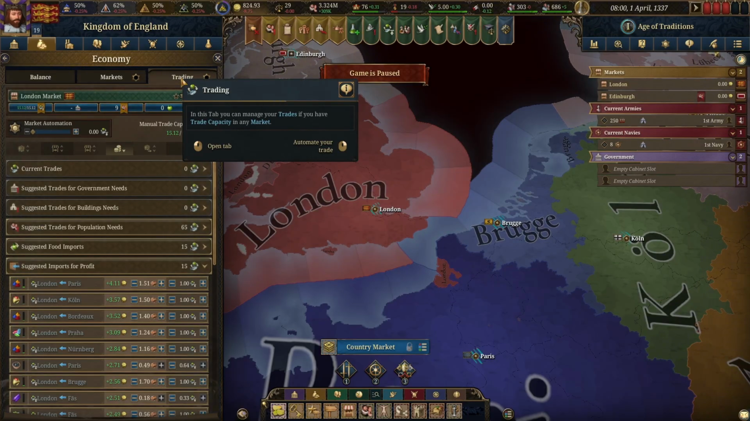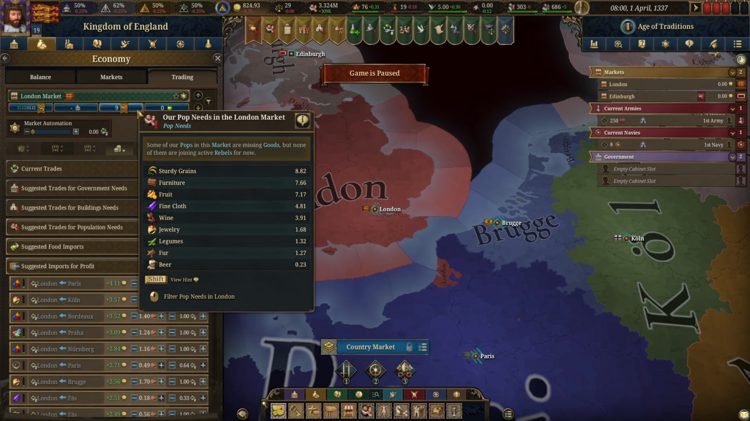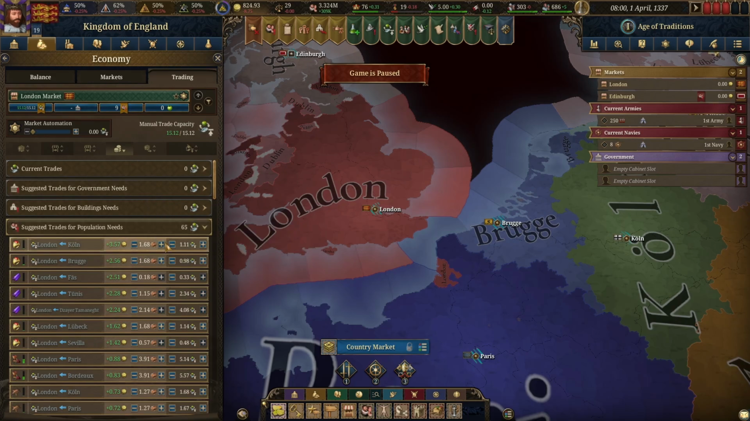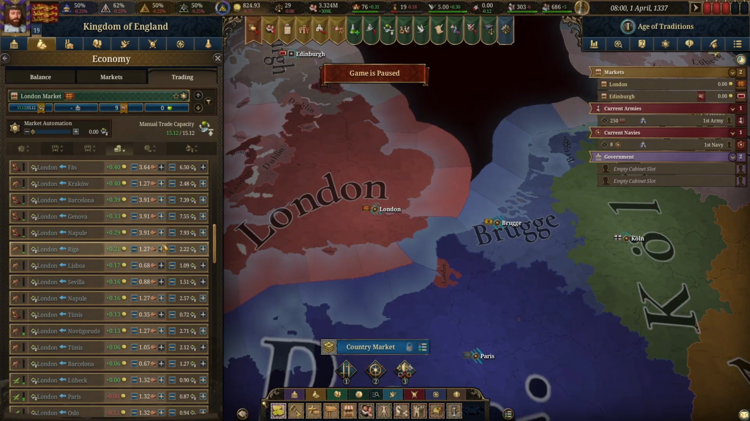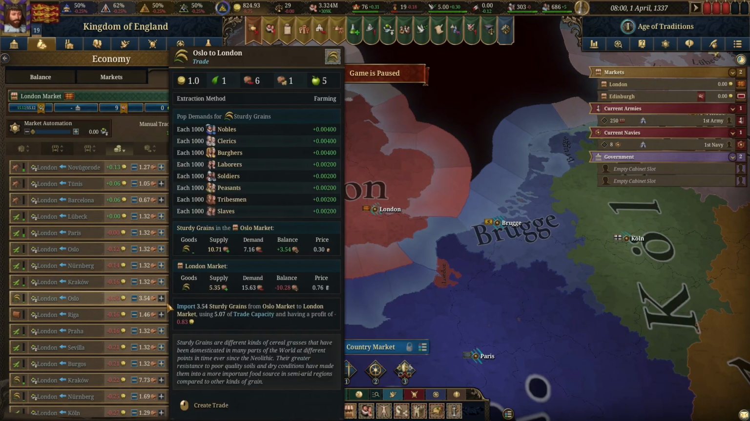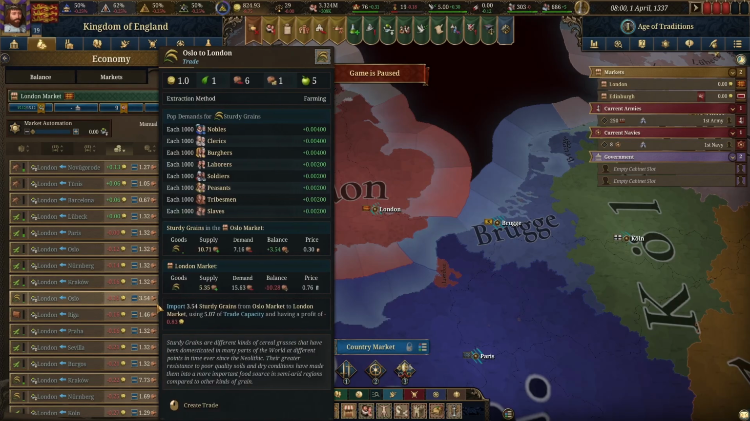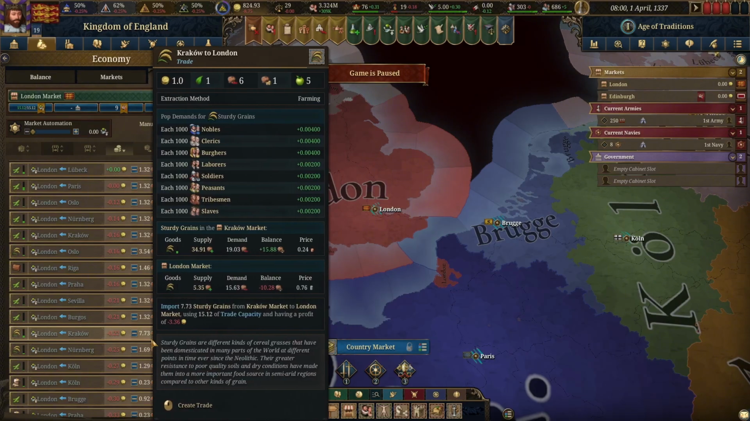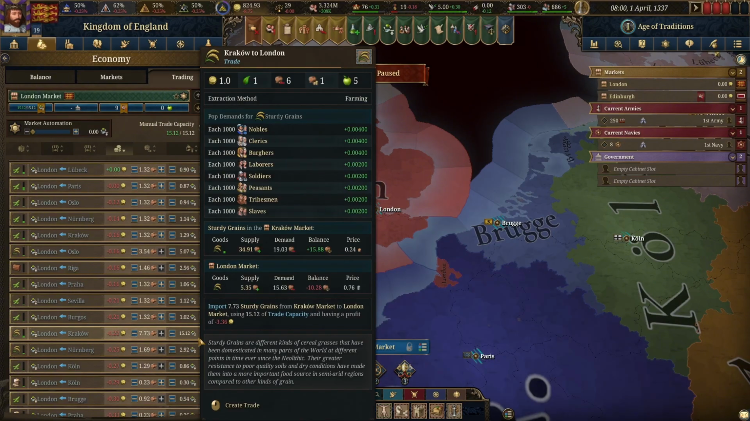If I click on the trading tab, I see, okay, looks like sturdy grains and furniture are in need for a population. So it looks like I need 8 sturdy grains. If I go to my population needs, and try to find grains here, it looks like I can satisfy about half of that, but I'm using a lot of trade capacity here. I can certainly go to Krakow and almost accomplish that deficit, but I'm going to be using my entire trade capacity. So it looks like I won't be able to hit that number, and that could really affect the potential trade income that I can get.